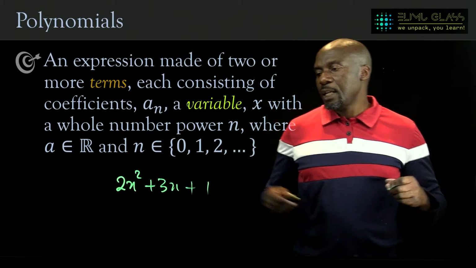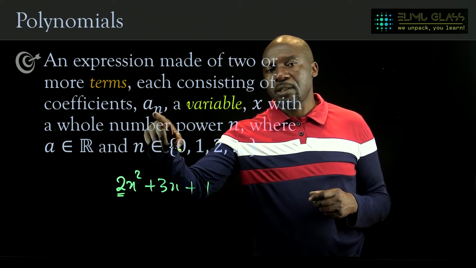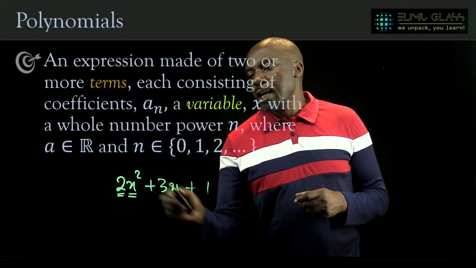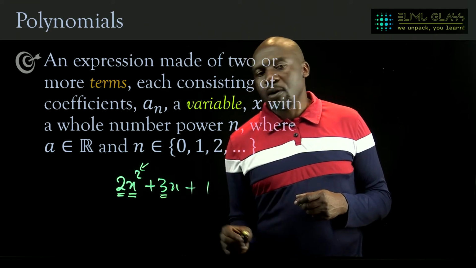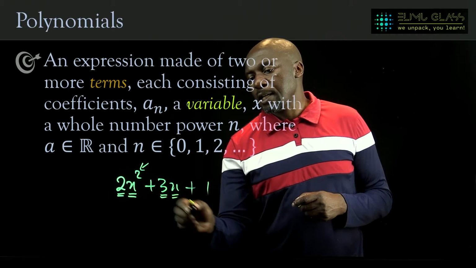If I write that, this here is the coefficient. This is the equivalent of the a sub n there, which is 2 there. This is called the variable, and this is called the power or the exponent. So when we say coefficient, this is what we mean there. And x here is the variable.